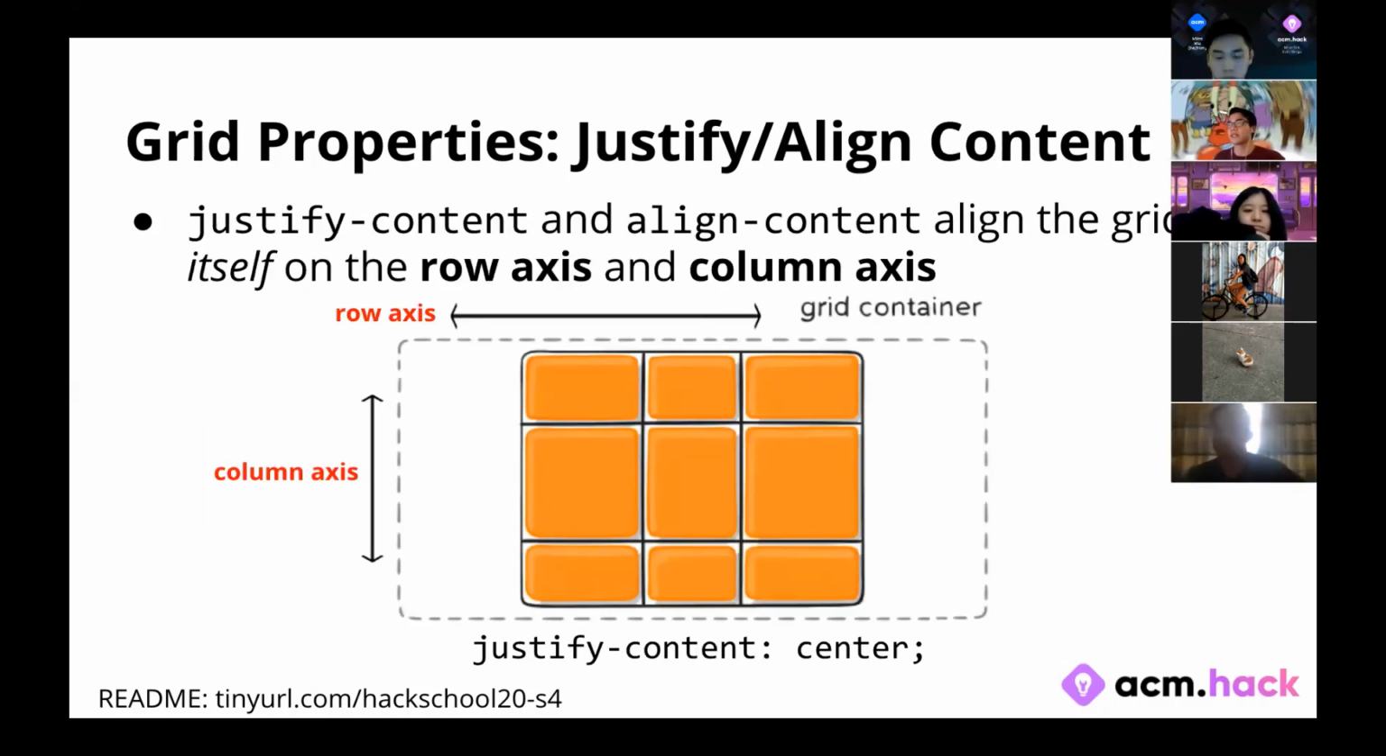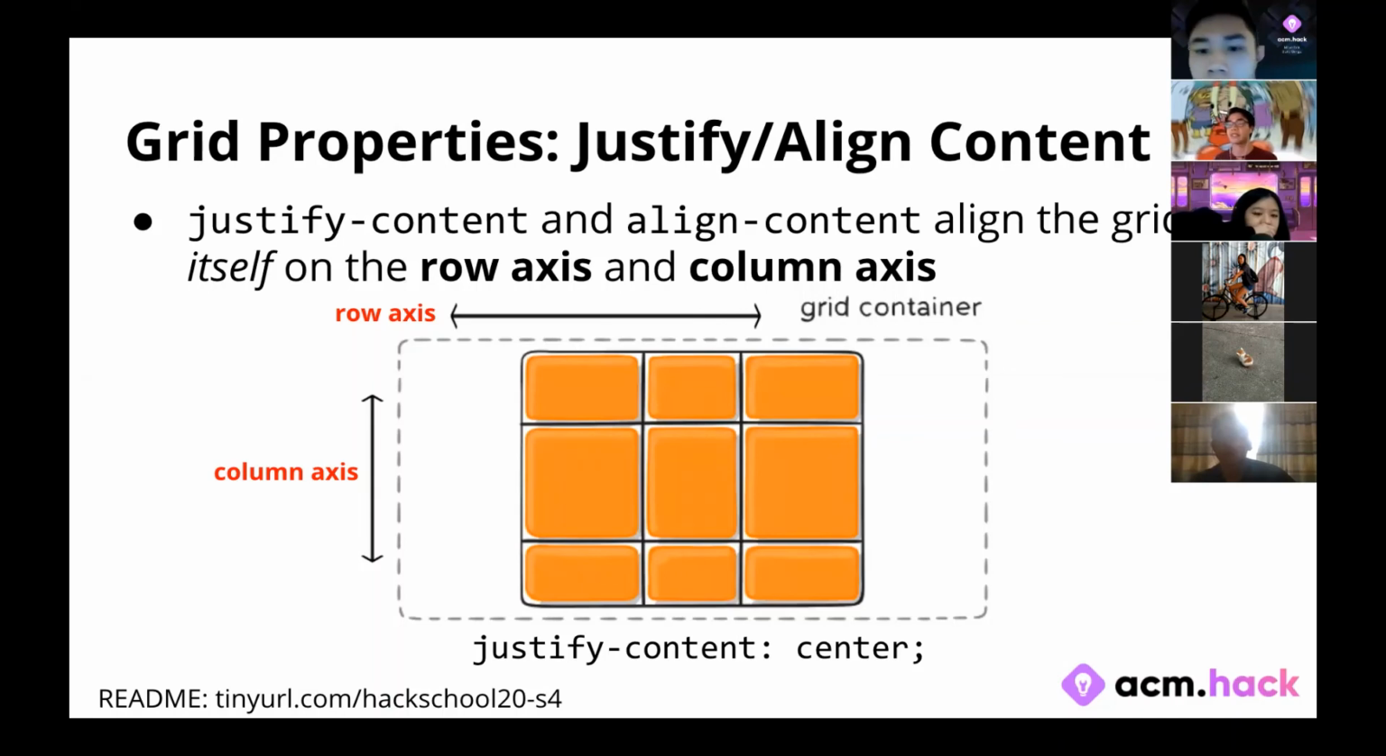Okay, so now let's take a look at the other thing I mentioned, justifying and aligning content. So these two properties are aligning the grid itself, so the entire grid along the row axis and column axis within its container. So nothing happens to the grid items themselves. This does not deal with that. Instead, what it'll do is move the grid.